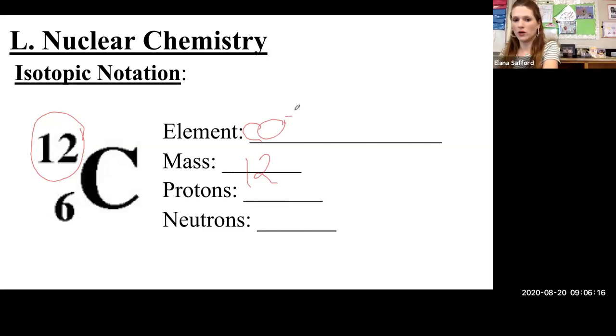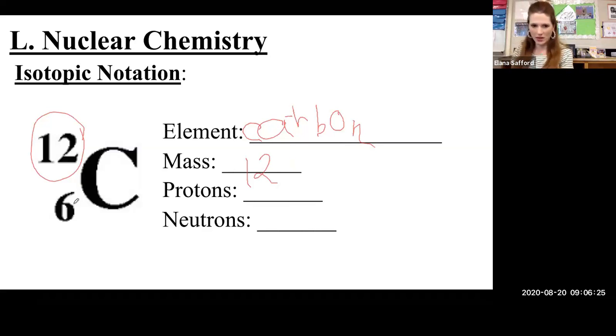Ooh, carbon. The protons, that is going to be 6. That's not going to change. Carbon will always have 6 protons because that's what makes carbon carbon. If it had 7, it wouldn't be carbon anymore, it would be nitrogen. So the protons are always, always, always going to match. It's always going to be 6. The neutrons, that's where you look at that top number, this 12, and you subtract the 6. So 12 minus 6 is, of course, 6.